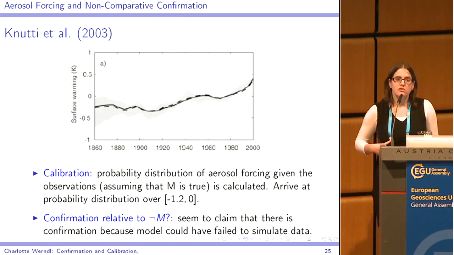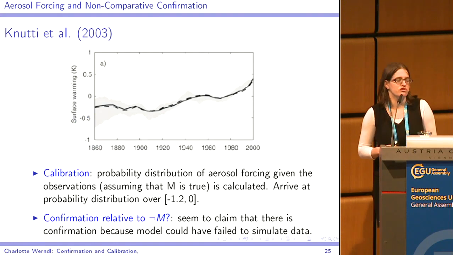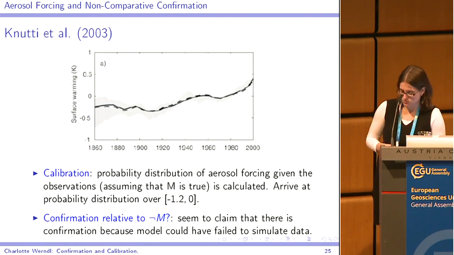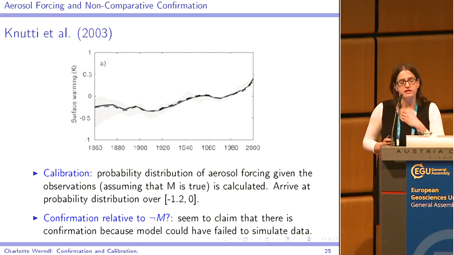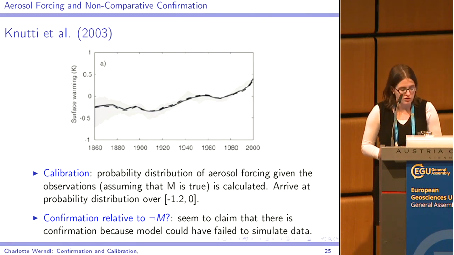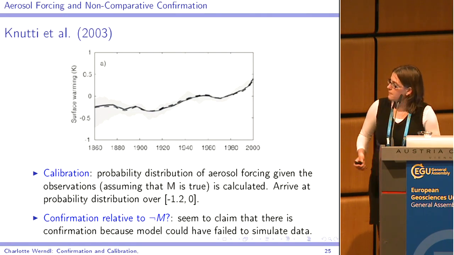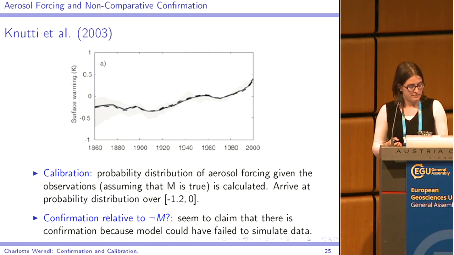And what they do is, in a way, follow very closely what the Bayesian framework would suggest. They use the data for calibration, to narrow down the range of the aerosol forcing to -1.20 given the observation, so that's the estimation step. And then the question is, now that they've estimated the aerosol forcing, is there also confirmation?